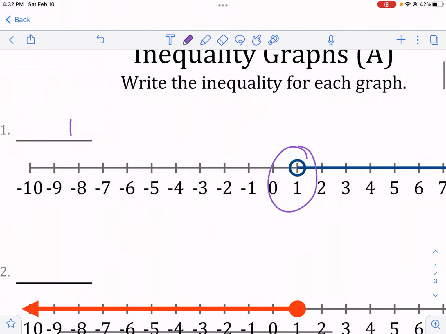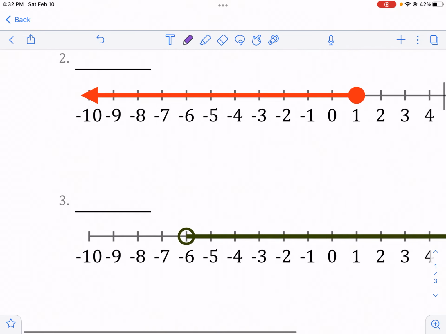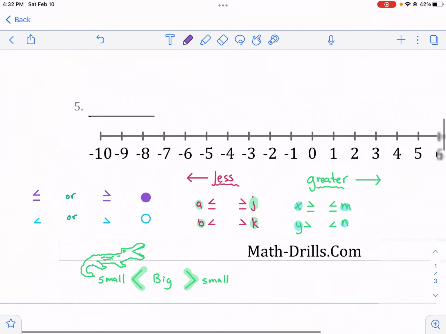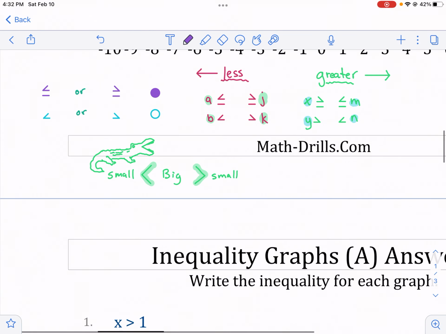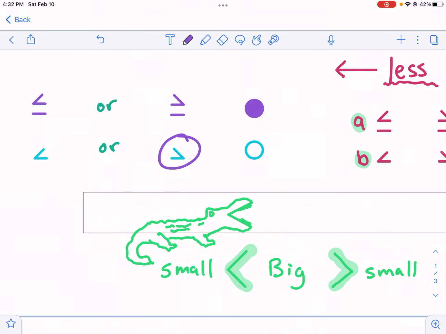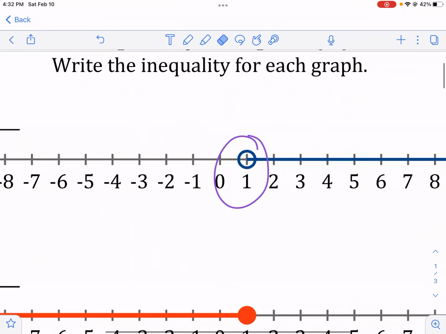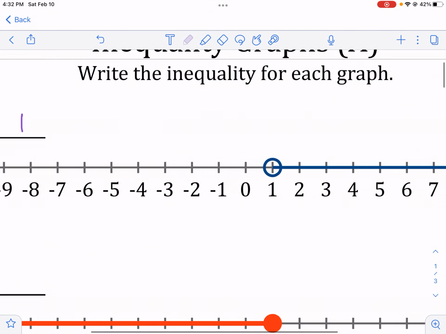My second clue, okay, so I'm done with the first step. Second clue is I'm looking at what type of inequality. Because it's an open circle, I know I'm going to use either this one or this one, okay? So it's an open circle. I need to use one of those types of values, okay? So I know it's going to be either this one or this one.